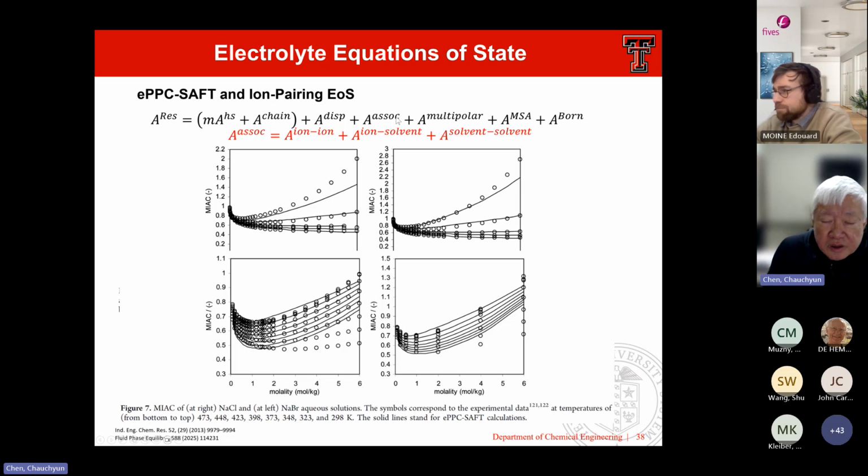But with the ion pairing equation of state, it decomposes into three terms. I would argue that one model should be able to represent both ion hydration and ion pairing. Therefore, I would hesitate to consider breaking down the association term into ion term, ion solvation term, and solvent term. There should be one model that represents all the association between ions and solvents, and ion and ion.